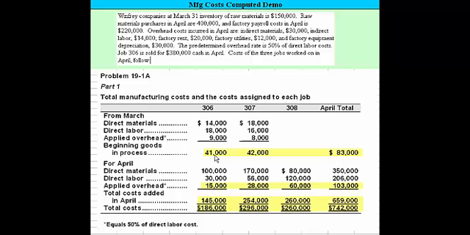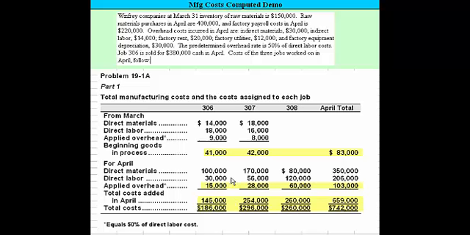So, all you really have to do is add in the material, labor, and overhead to compute the beginning goods in process, right? So, we can compute the $41,000 for job 306, the $42,000 for job 307, and 308 isn't even started. Okay, then we have some information presented in white for April.